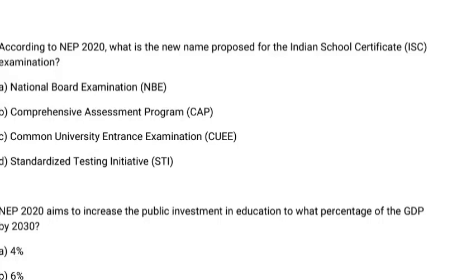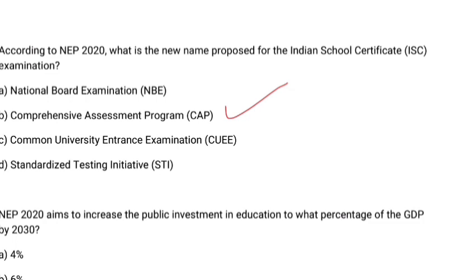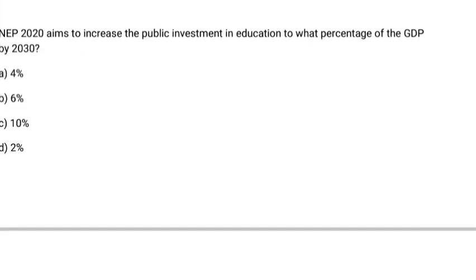Next, according to NEP 2020, what is the new name proposed for the Indian School Certificate ISC examination? Okay, it will be Comprehensive Assessment Program, in short CAP. Then NEP 2020 aims to increase the public investment in education to what percentage of the GDP? 4, 6, 10? It will be 6%.